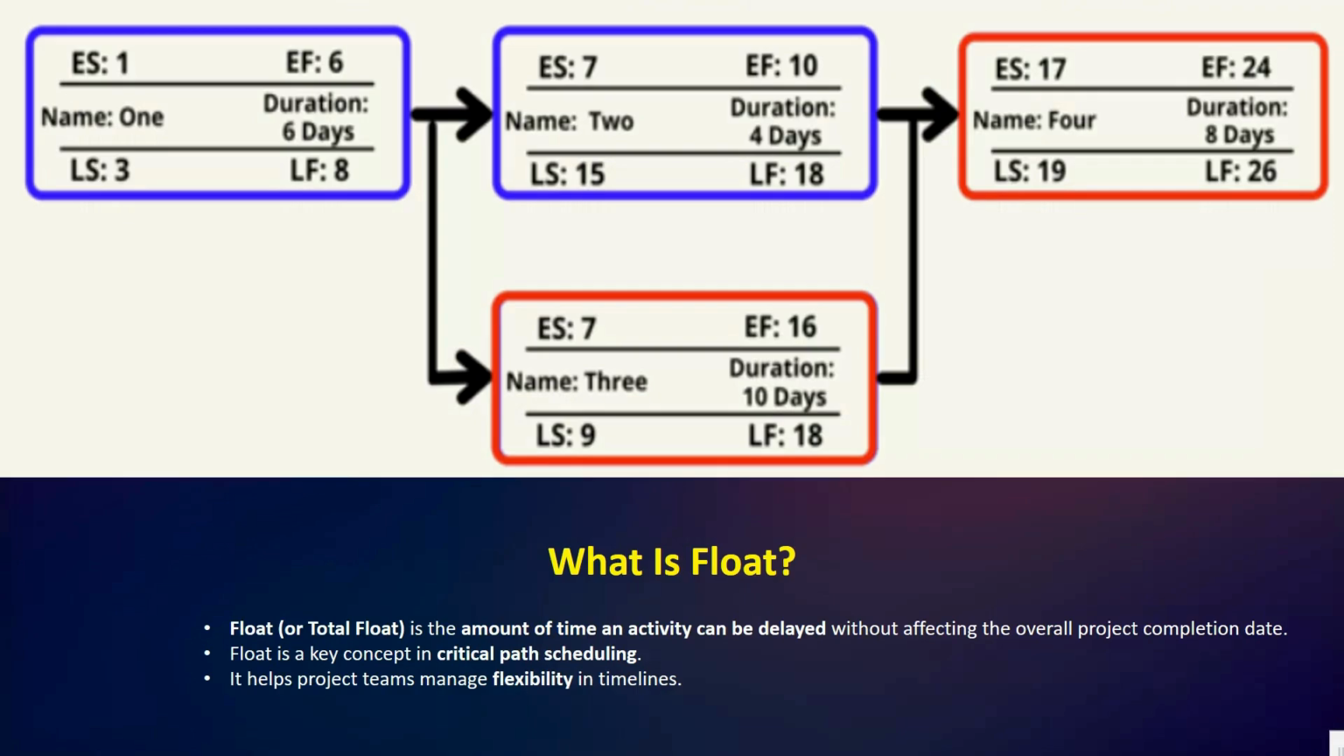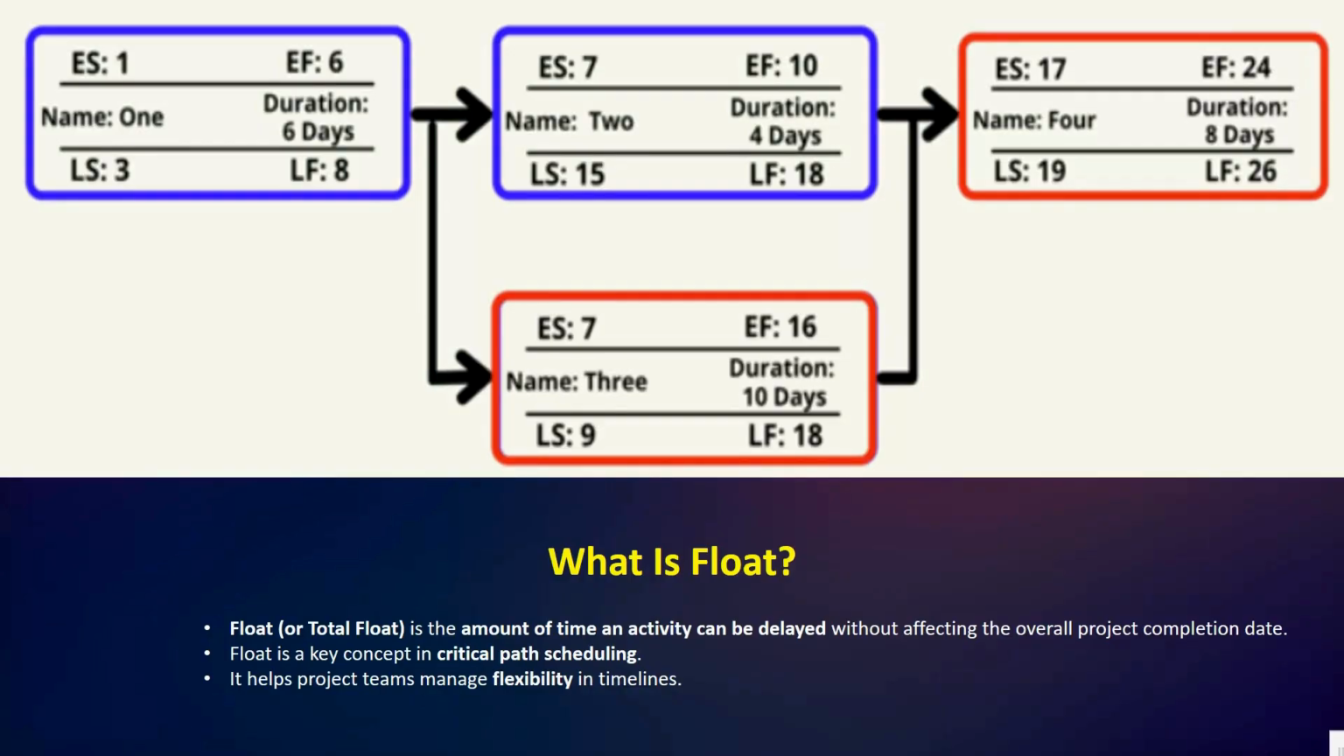So first, what is float? You can see float, or total float, is the amount of time an activity can be delayed without affecting the overall project completion date. Float is a key concept in critical path scheduling. It helps project teams manage flexibility in the timeline.